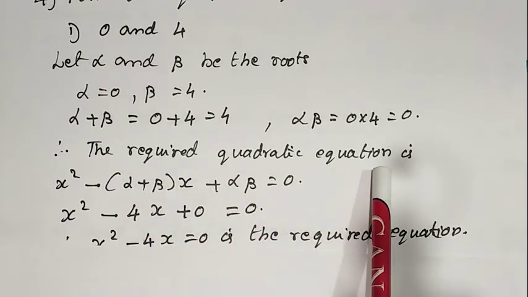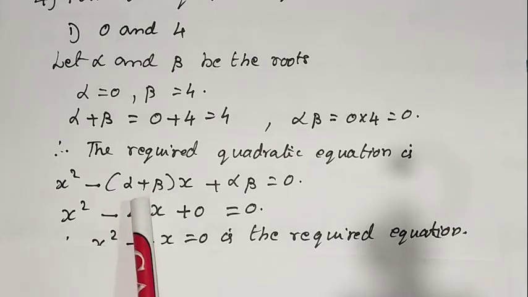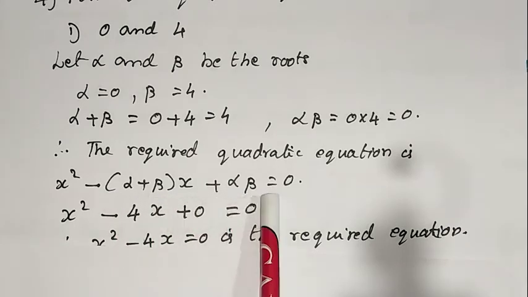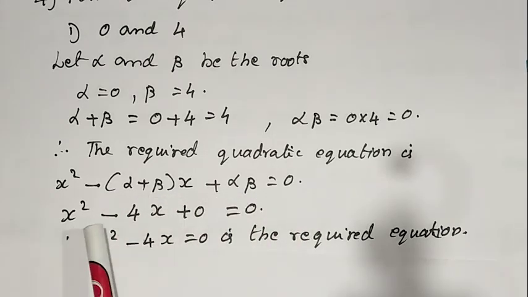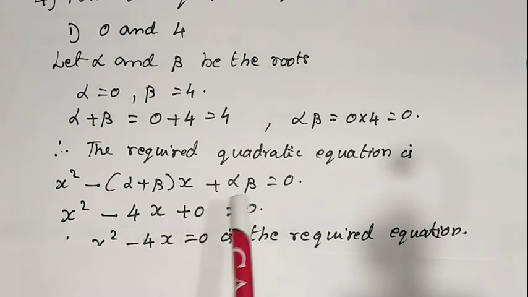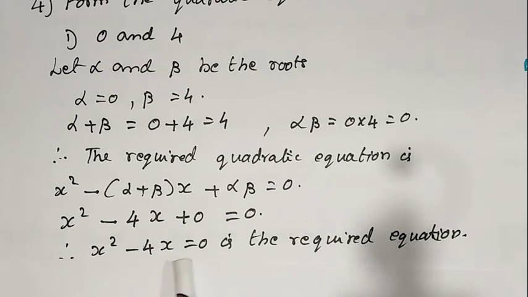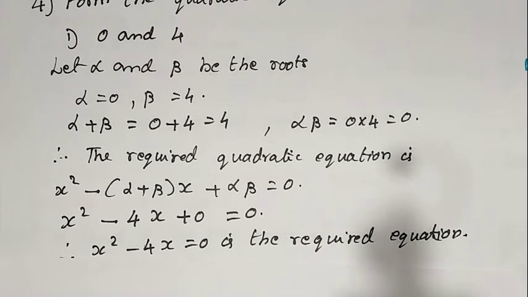Therefore, the required quadratic equation is x square minus alpha plus beta into x plus alpha beta equal to 0. So x square minus, we got the alpha plus beta value as 4, so x square minus 4x plus alpha beta, which is 0, so plus 0 equal to 0. Therefore, x square minus 4x equal to 0 is the required quadratic equation.